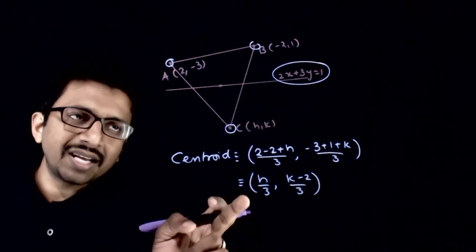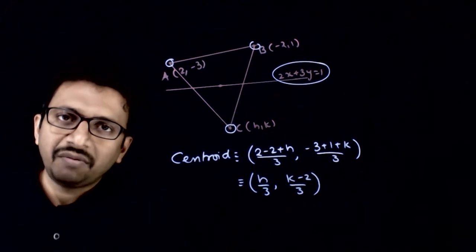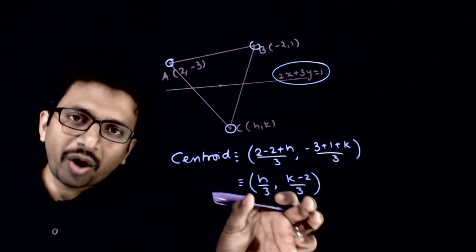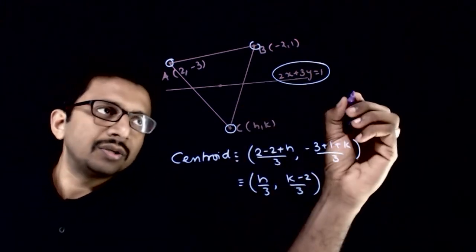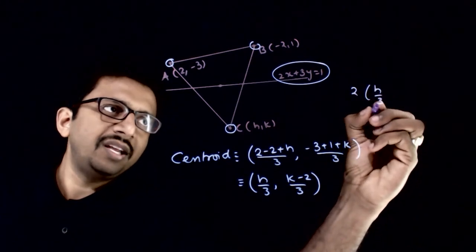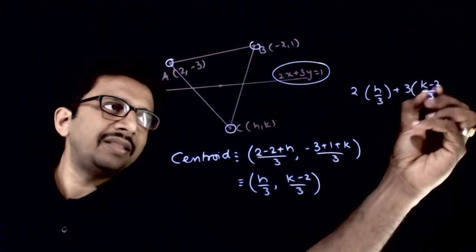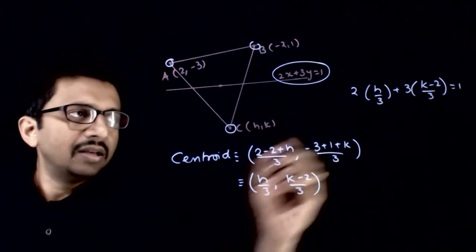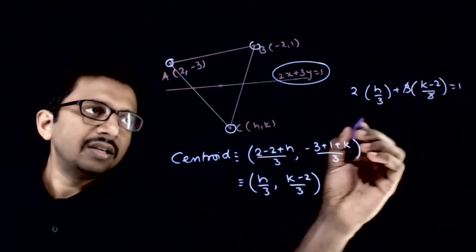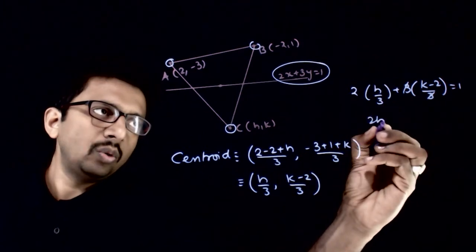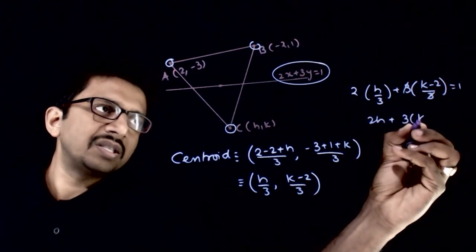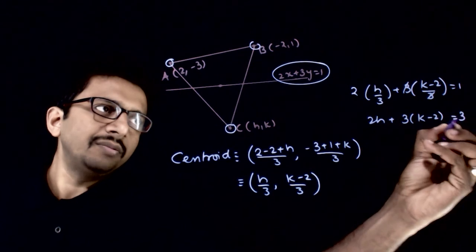But it is given that the centroid lies on the line 2x + 3y = 1. That means this point has to satisfy this line. So 2 times h/3 plus 3 times (k - 2)/3 is equal to 1. So this 3 and 3 get cancelled. So if you take LCM, 2h + 3(k - 2) = 3.